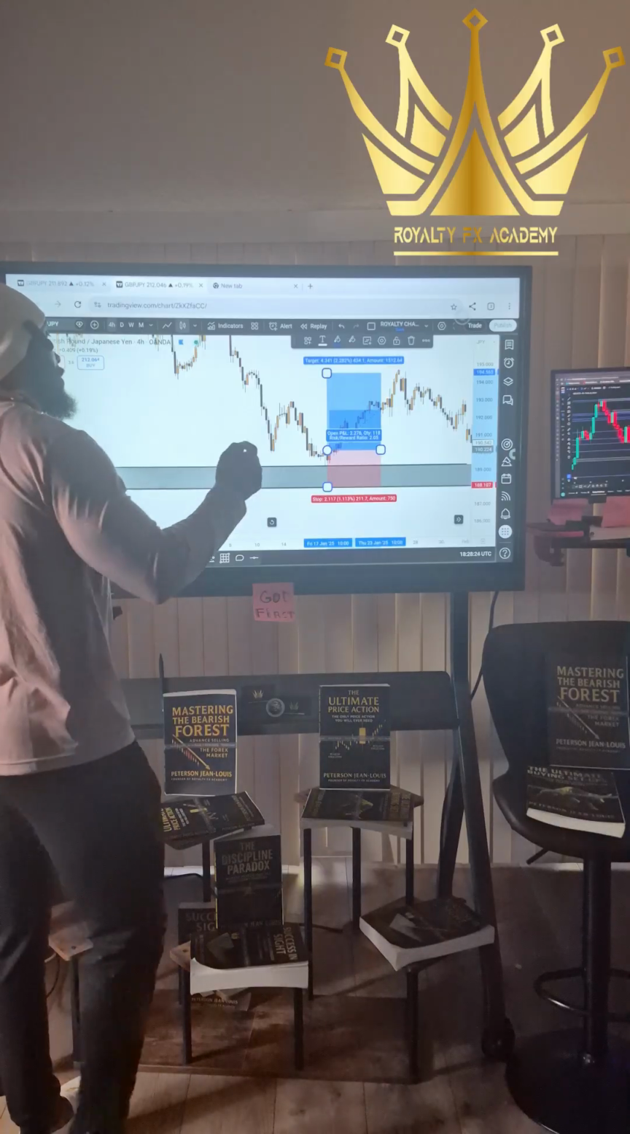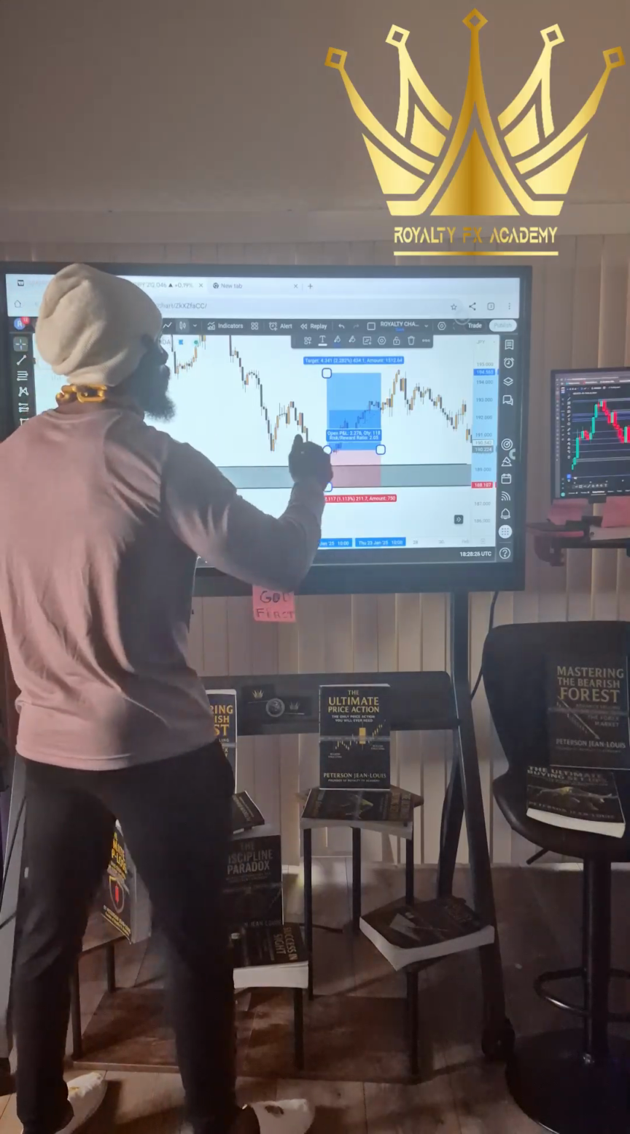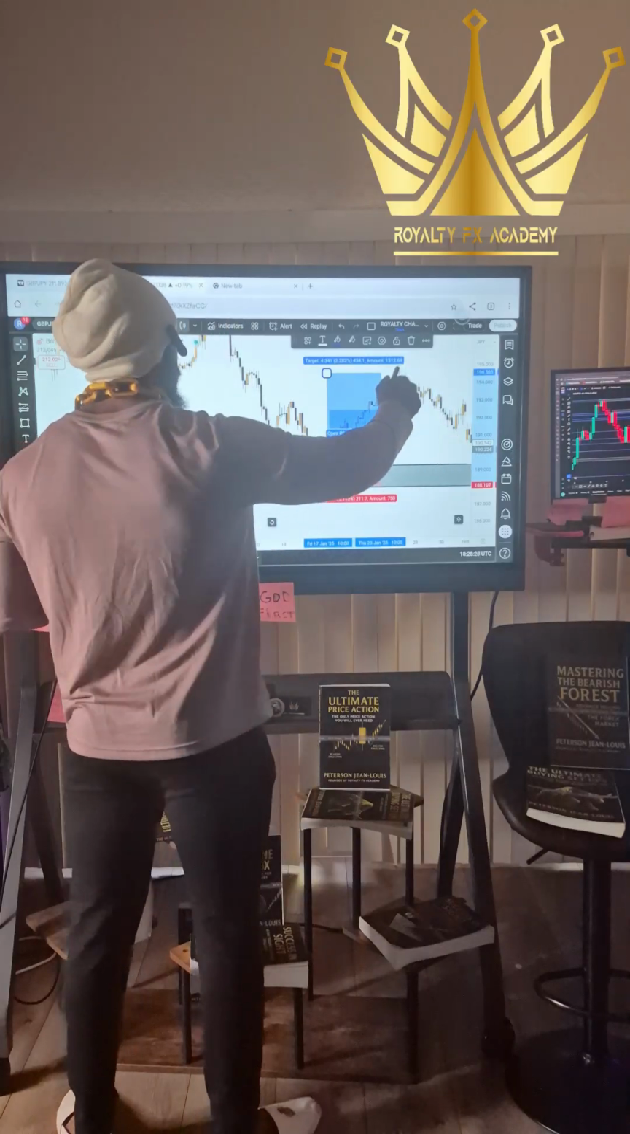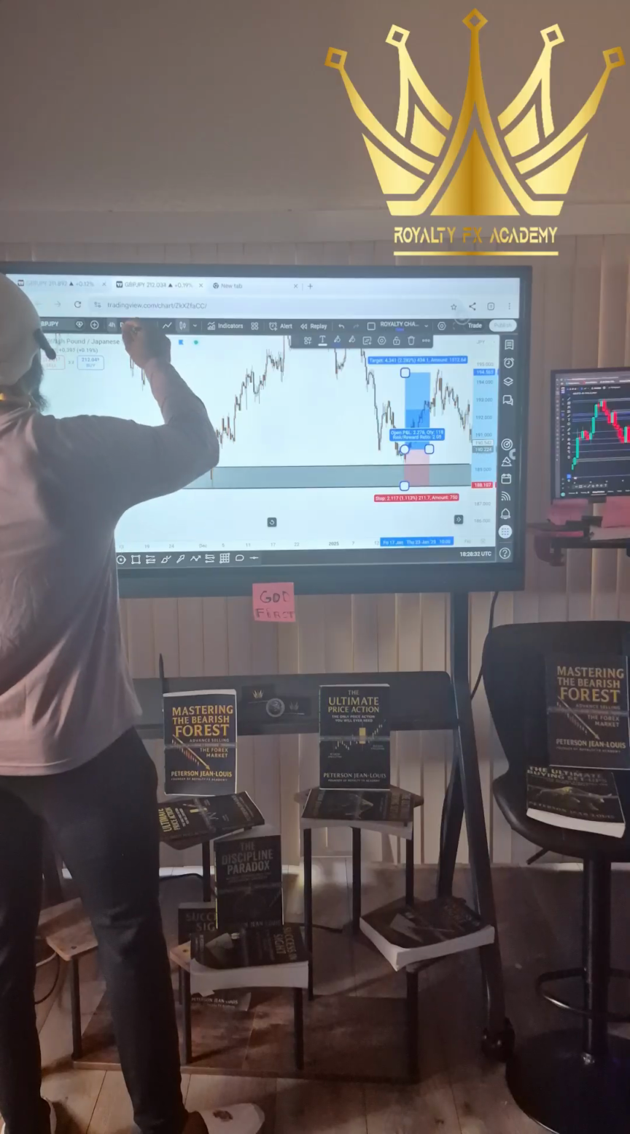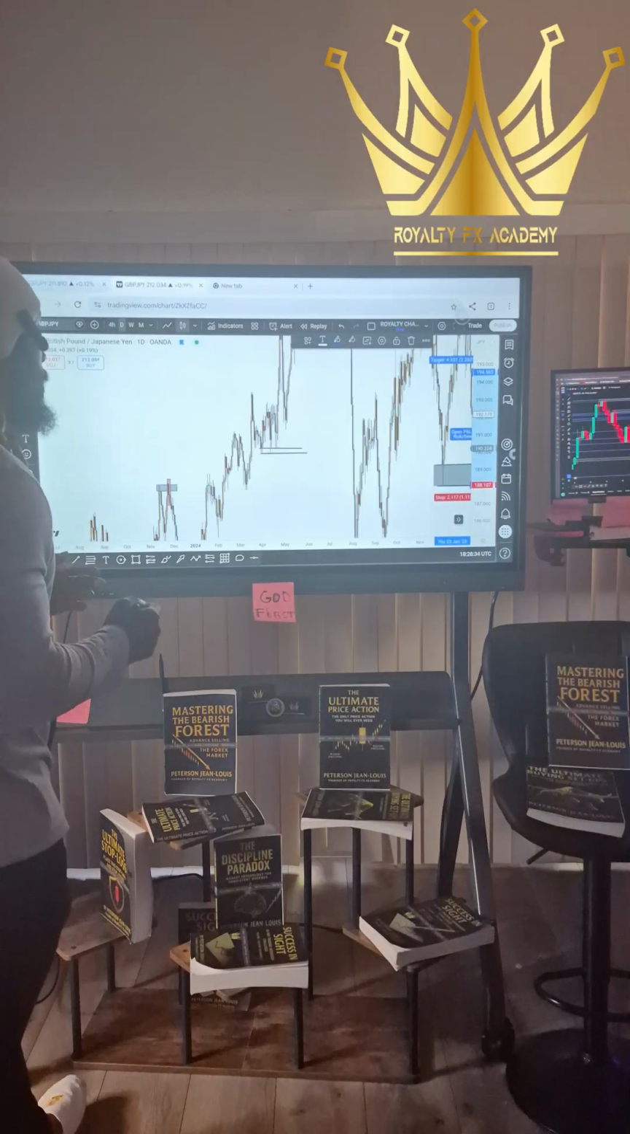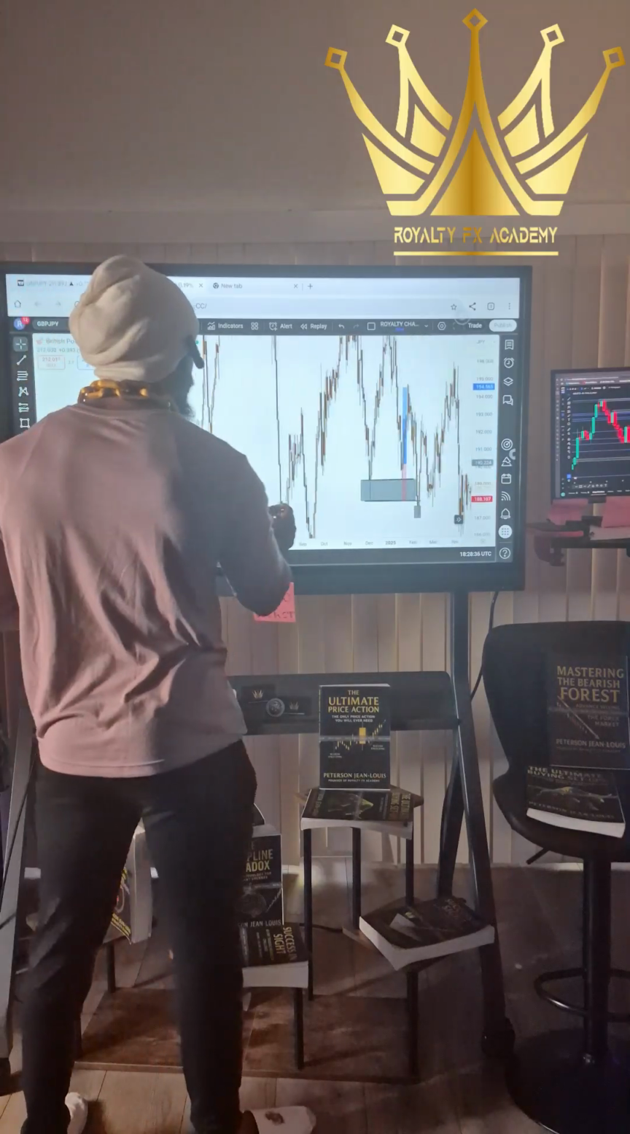So let's go ahead and jump to the next one. That way we could cover quite a few more. That way we don't extend the video way too long. That way we get a lot out of this. Okay, so we're gonna go ahead and look at another double bottom setup. Okay.